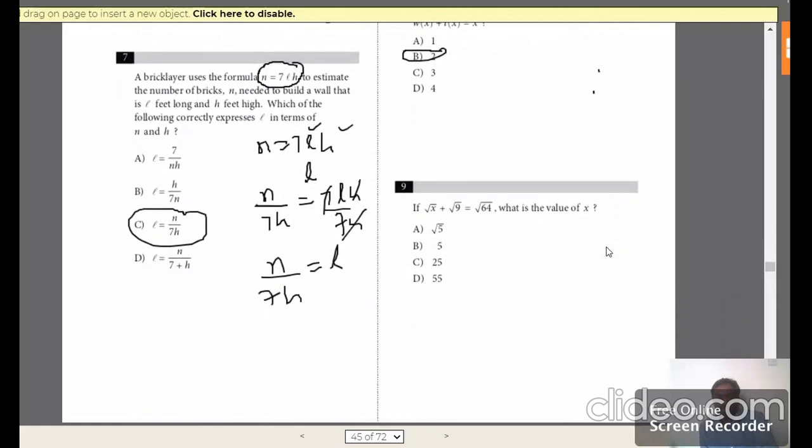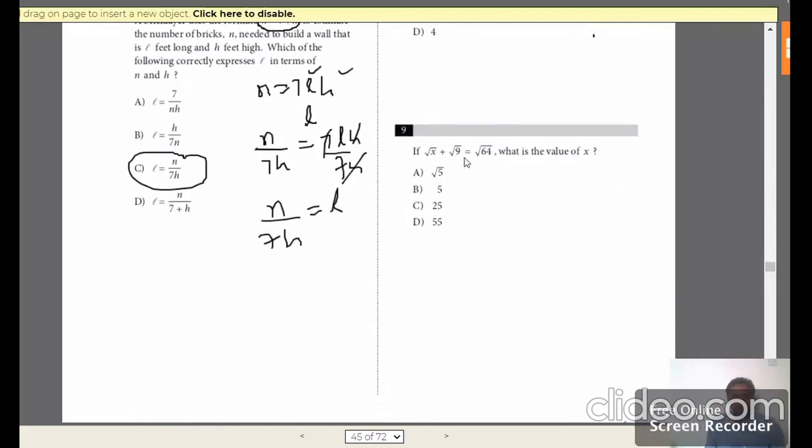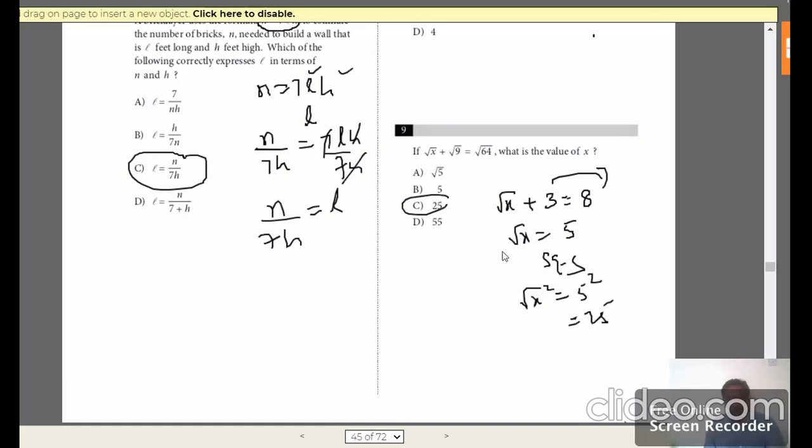This is how you have to just logically think it. Now if root x plus root 9 is equal to 8, what's the value of x? So root x plus root 9, the square root of 9 is 3, and the square root of 64 is 8. What is the value of x? Root x is equal to, if you shift it to the other side, 8 minus 3, which is 5, and they are asking us to find out x, not the radical. So in order to remove the radical, you have to square it. So what happens when you square it? You get 5 fives are 25. So this is your answer.